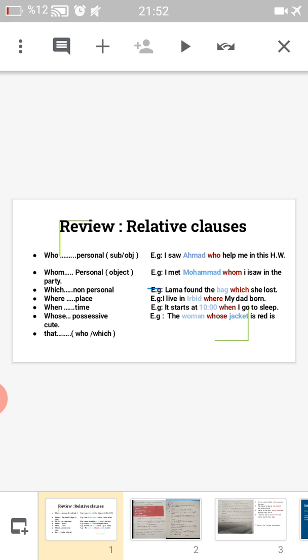Whose is for a possessive. For example, the woman whose jacket is red is cute. Why do we use whose? Because the jacket belongs to the woman, it is owned by the woman. So we use whose. We can replace who or which by that. So the uses of that are like the uses of who or which.